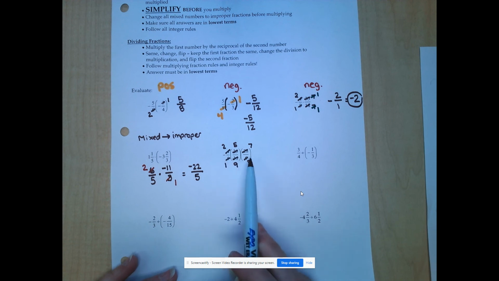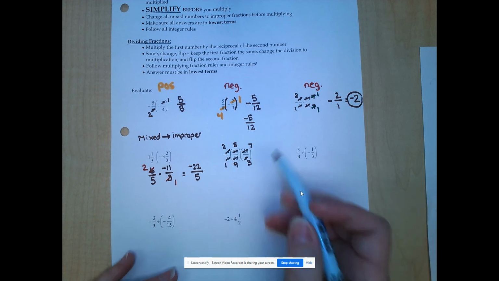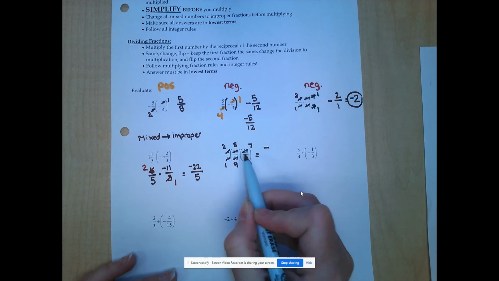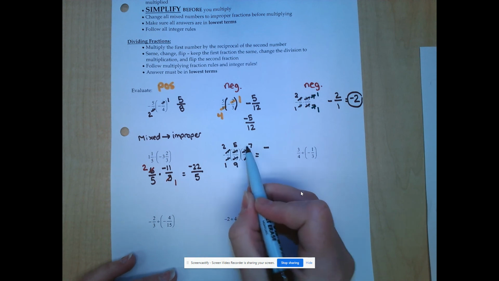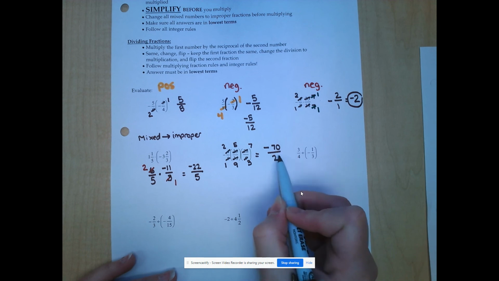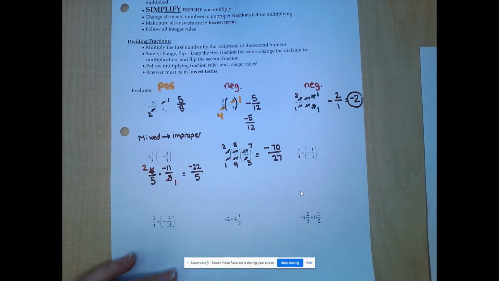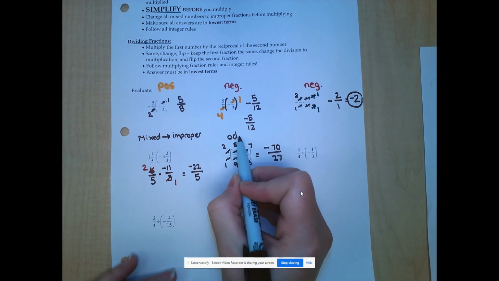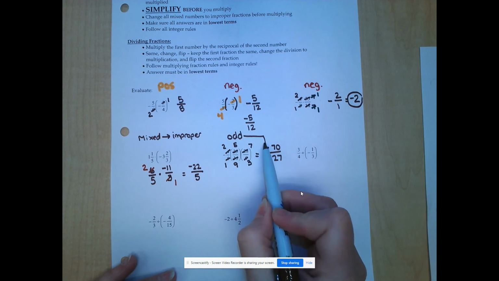You'll notice I have an odd amount of negatives, right? Only one negative out here at the front. Negative. 2 times 5 is 10, times 7 is 70. 1 times 9 is 9, times 3 is 27. And I am done. I had an odd amount of negatives, which is why my answer was negative.